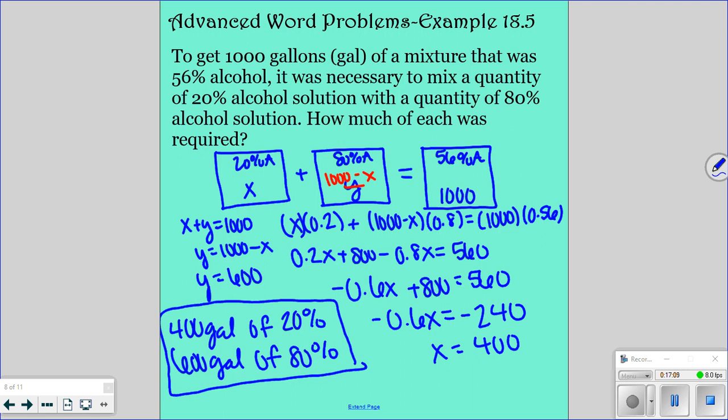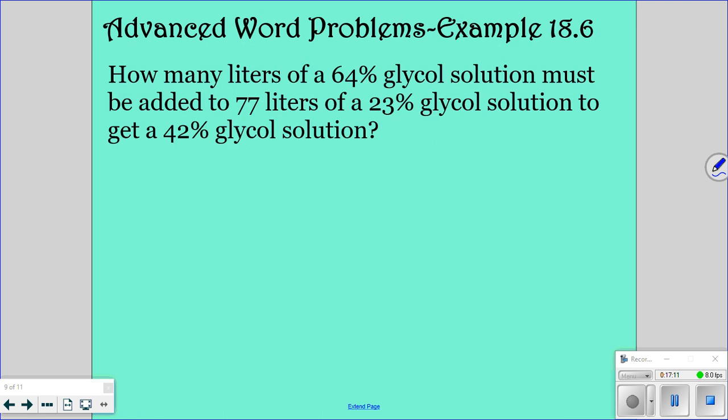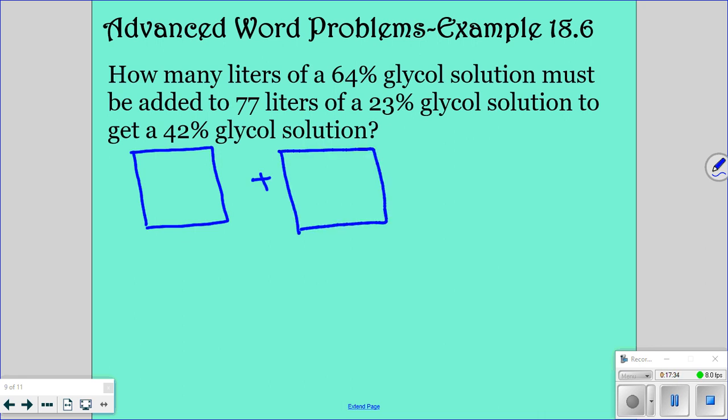We're going to look at another one similar to this. We have how many liters of a 64% solution must be added to 77 liters to get a 42% solution. So again, you're going to start off with 3 boxes. And we're taking something and adding it to another one to get the third solution. If it says evaporated or subtracting, that's where you would do a subtraction instead of an addition.